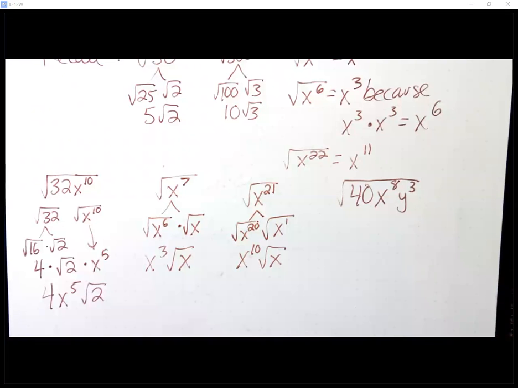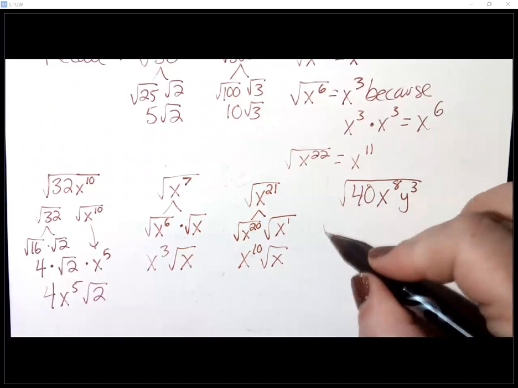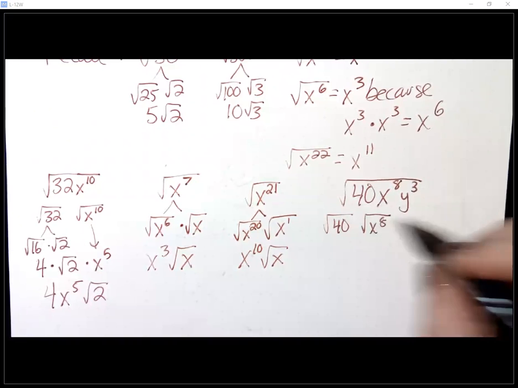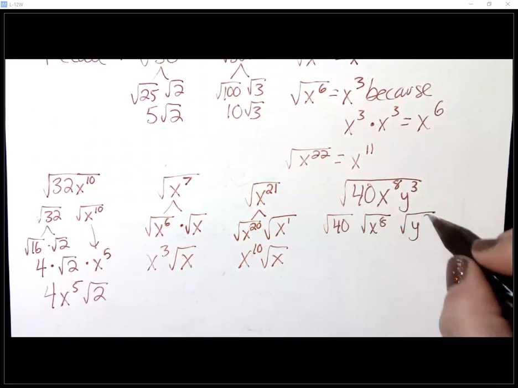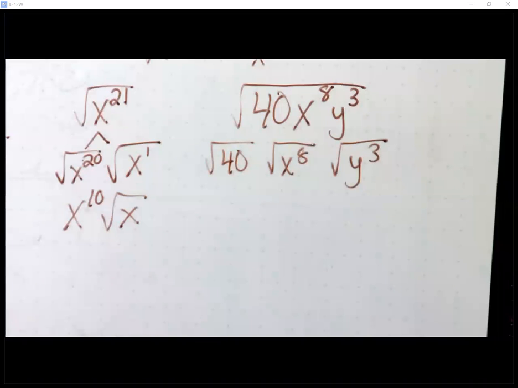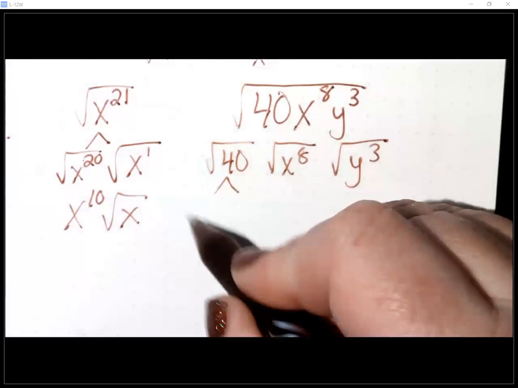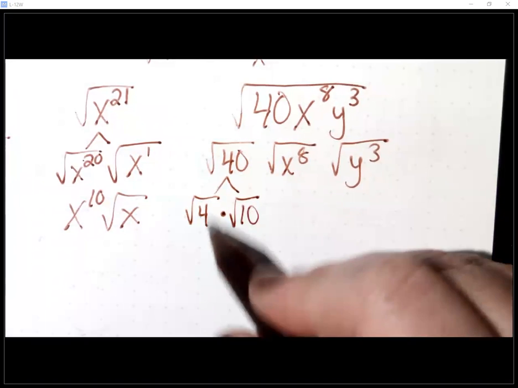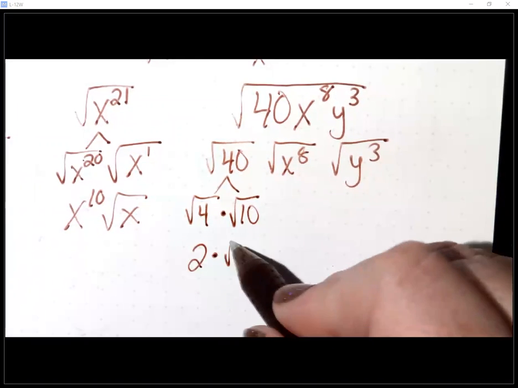So let's separate them. I have the square root of 40, the square root of x to the 8th, and I'll deal with the square root of y to the 3rd. So I'm really gonna handle each of these pieces individually. For 40, I want the largest perfect square that goes into that, which is just 4. So that one will split into square root of 4 times the square root of 10. So that means I just get 2 times square root of 10 for that chunk, right?